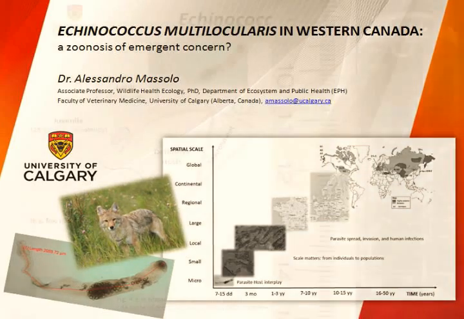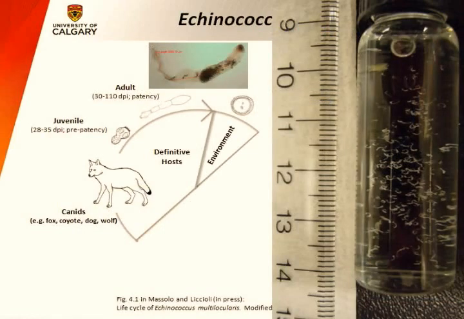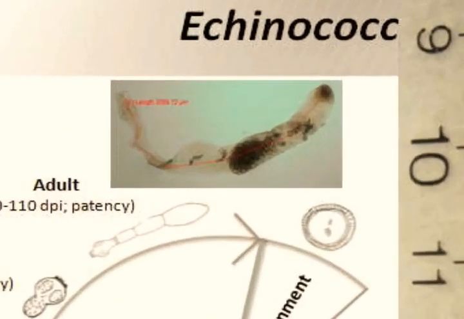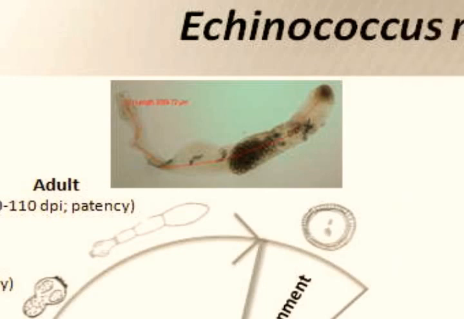Okay, so this is the guy we'll be talking about today. It's a very small tapeworm that lives in the intestinal tract of definitive hosts like wild and domestic canids. So foxes, coyotes in North America, and dogs, and eventually wolves. The adult that is in the intestinal tract sheds eggs in the feces of the definitive host, and these feces contaminate the environment.